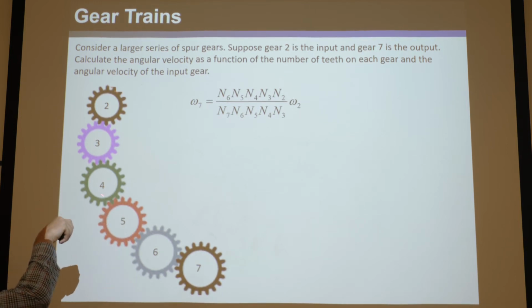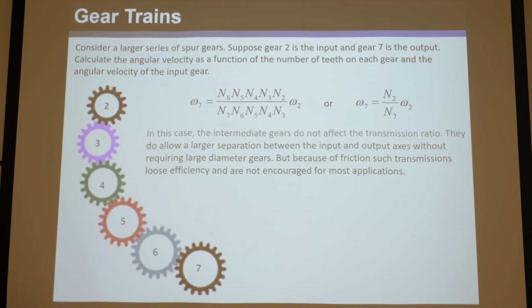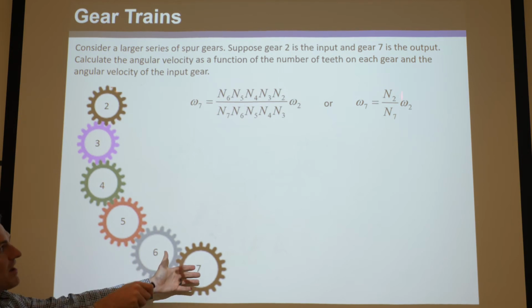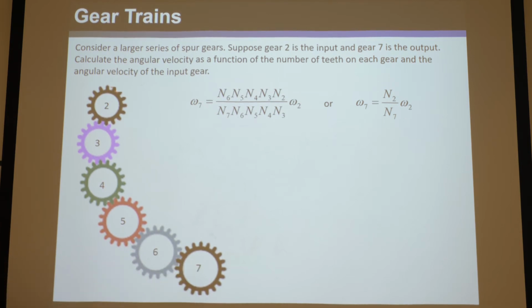3 is driven by 2, 4 is driven by 3, 5 is driven, all the way to 7 is driven by 6. You do all that, and you'll find they all just cancel, right? And all that matters is the number of teeth on 2 and the number of teeth on 7. You take that ratio, and that's how you relate omega 7 to omega 2.